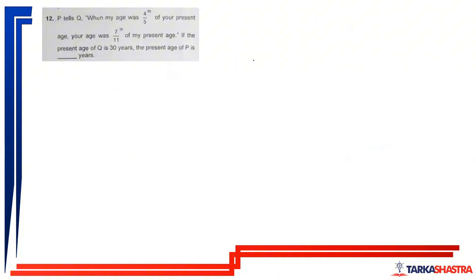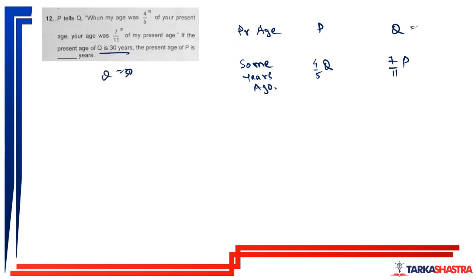Okay, next. P tells Q, let us say present age of P and Q are P and Q. P tells Q, when my age was 4/5 of your present age, your age was 7/11 of my present age, and some years ago. Now, if the present age of Q is 30, the present age of P is how much?